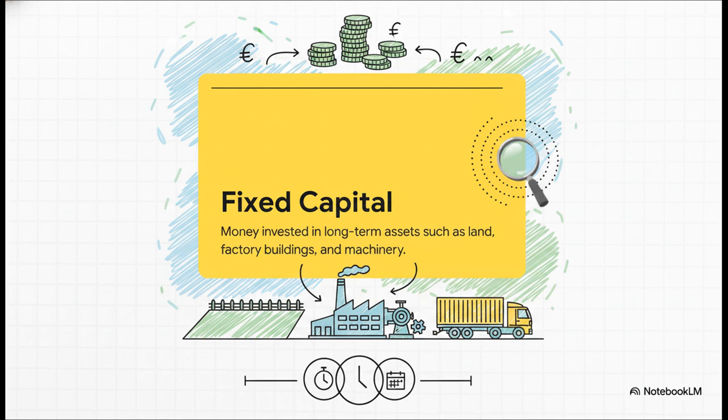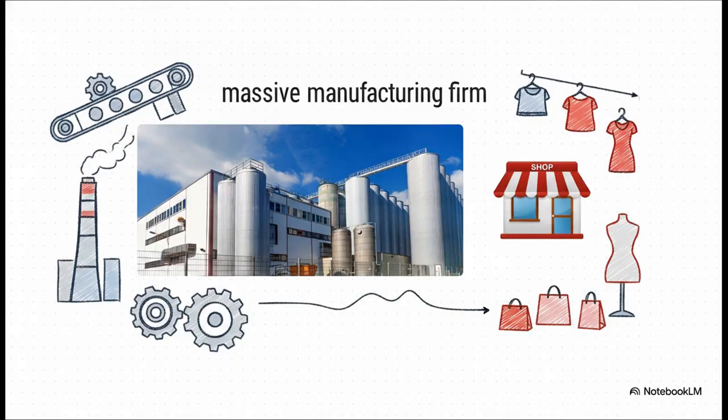So how does a business actually know how much fixed capital it needs? Well, there are 8 major factors you've got to know for your exams. Our first factor is the nature of the business itself. Imagine a massive manufacturing firm like Tata Motors. They inherently need an enormous factory, heavy assembly line equipment, and huge plots of land. Now contrast that with a simple retail clothing shop that just needs a small rented space and a few display racks. A manufacturing concern naturally demands far more fixed capital than a retail business.